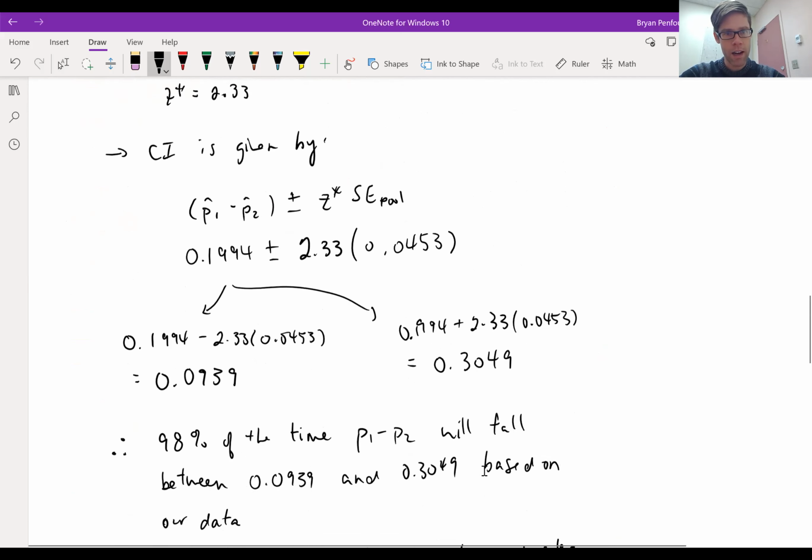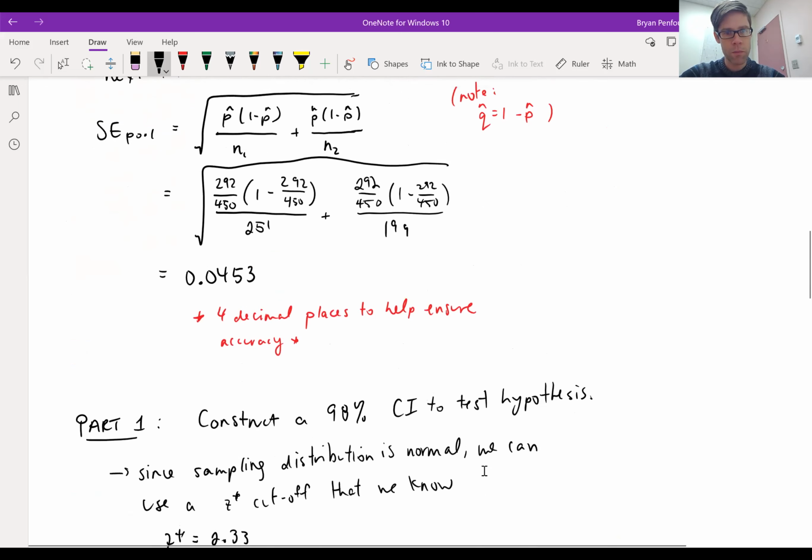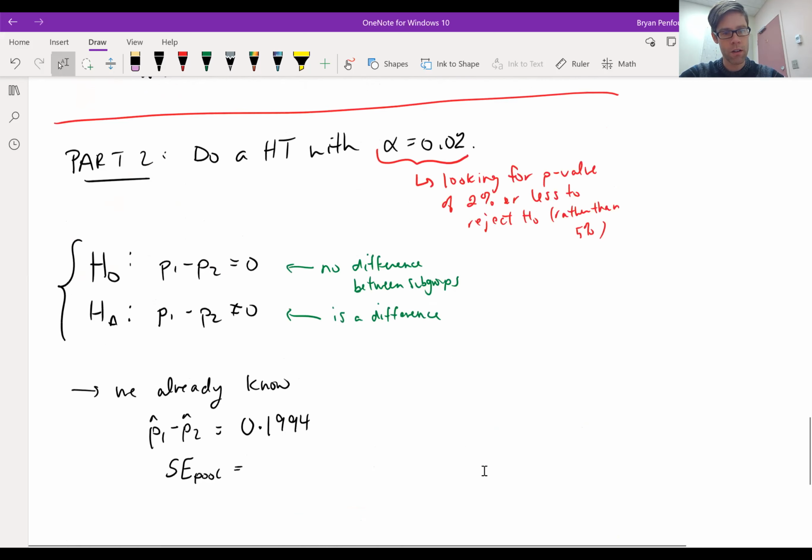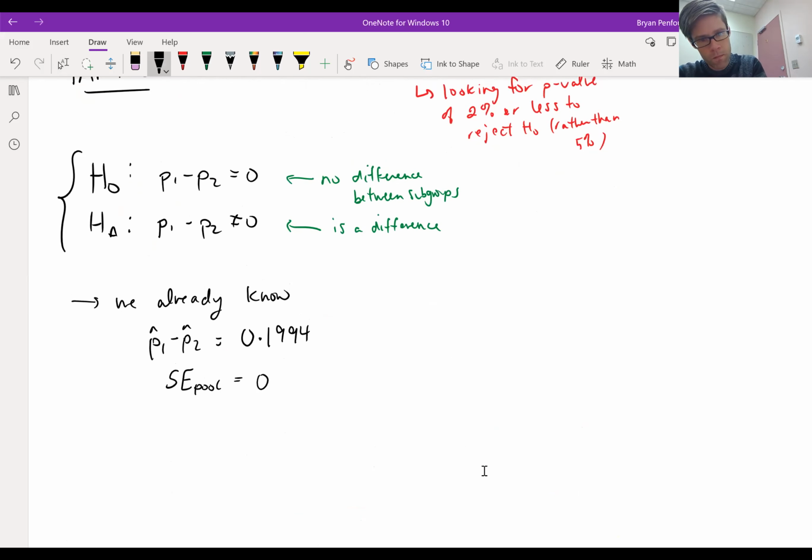Okay, we calculated our SE pool as well. So I'm just grabbing some numbers from up above. 0.0453.